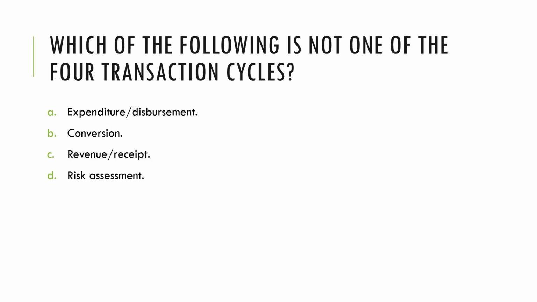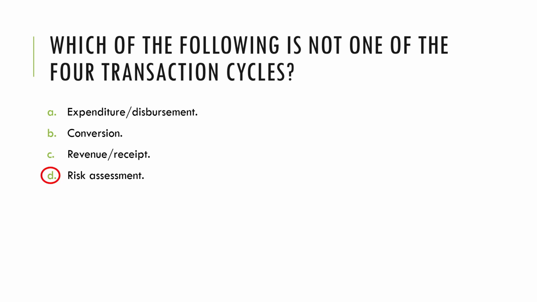So alpha. Next, which of the following is not one of our four transaction cycles? We have letter A, expenditure and disbursement, or sometimes called purchasing and disbursement, sometimes called as well purchase to pay cycle. So letter A is a cycle. Letter B is the conversion cycle, or your warehousing, or inventory and warehousing cycle. So it is a cycle. Letter C, revenue receipt or sales and collection cycle, also called the order to cash cycle. So this is also one of our transaction cycles.